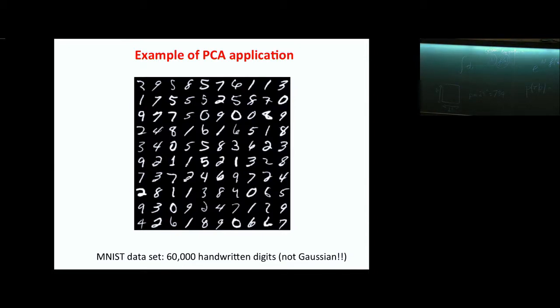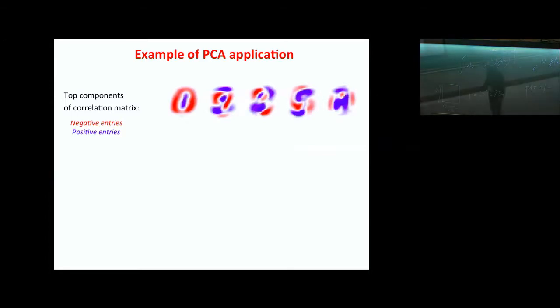Okay, and you can compute this covariance matrix after computing the average value, obviously. You have to subtract the product of the average value, because the variables are not centered. And then let's look at the top components.